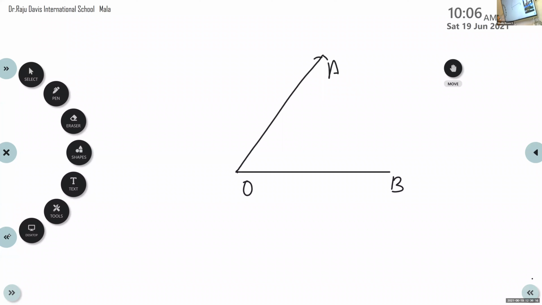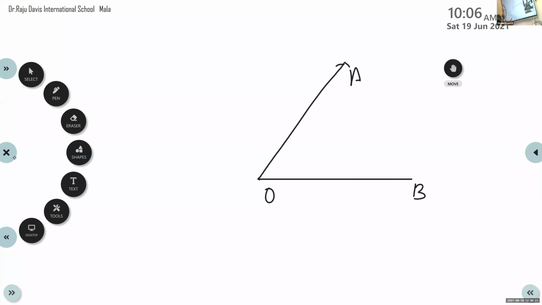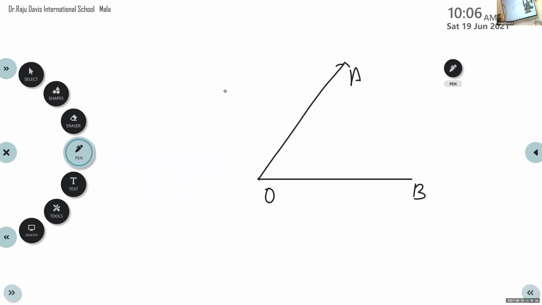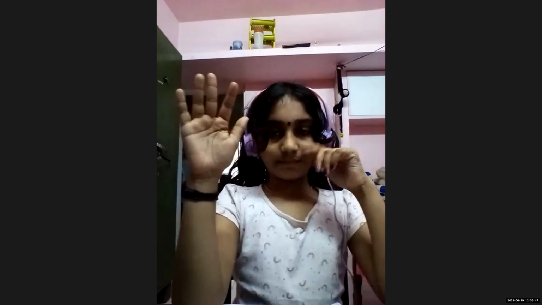A, O and B, O. Yes, very good. A, O and B, O are the names of these two rays. Okay. So, what is the vertex, Riza? What is the vertex here, Riza? Yes, unmute. O. O is called the vertex. Very good. So these two rays will meet at one point. Therefore, O is called the vertex.